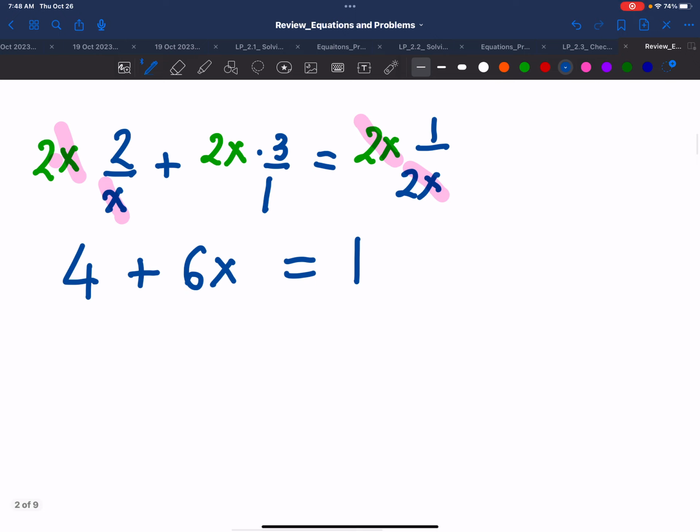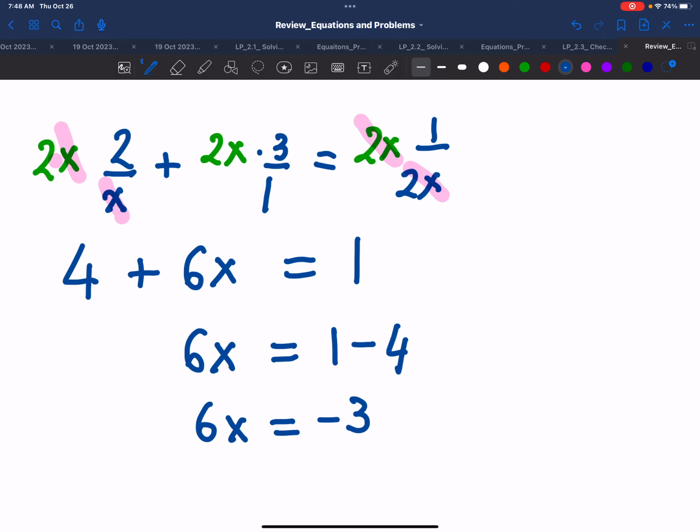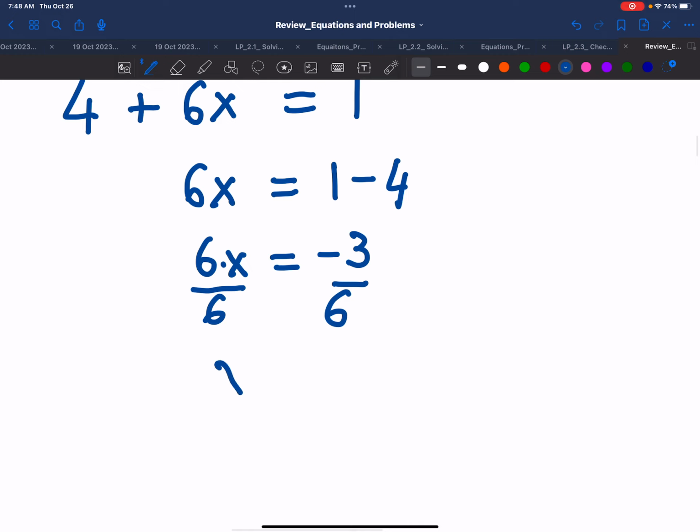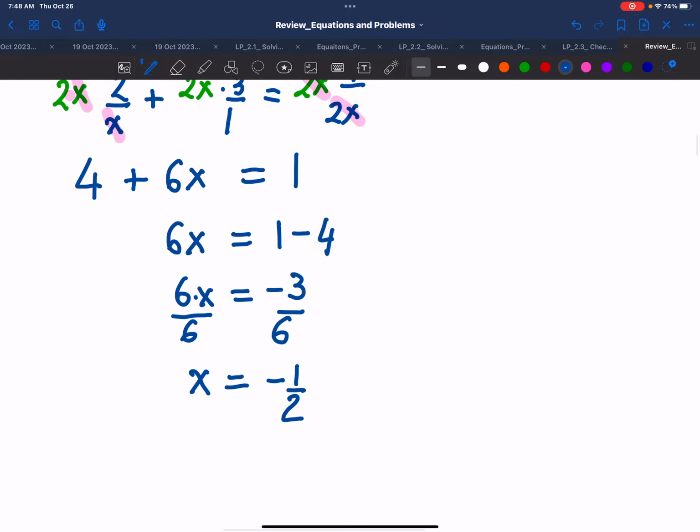So now we have a denominator-free equation. I'll keep the variable term on the left side and bring 4 to the other. So 6x equals 1 minus 4, or 6x equals negative 3. Isolate x from the number 6, which is multiplying it. So divide both sides by 6. And don't forget to reduce your answer. So negative 3 over 6, or negative 1 over 2.